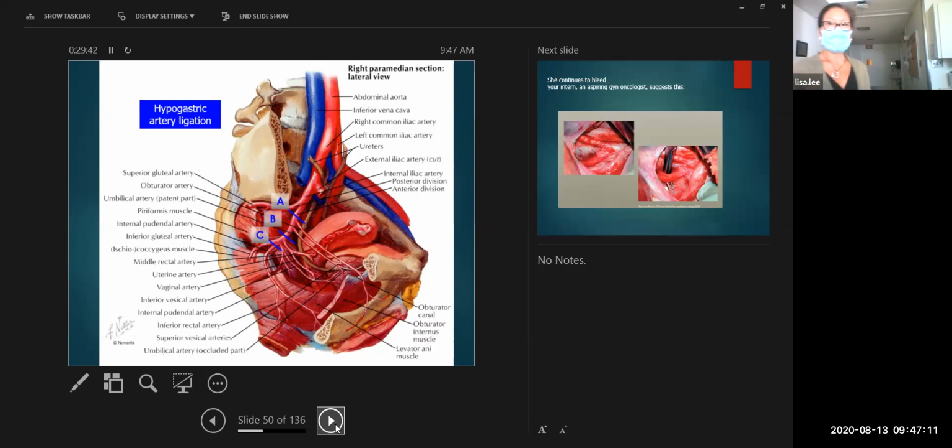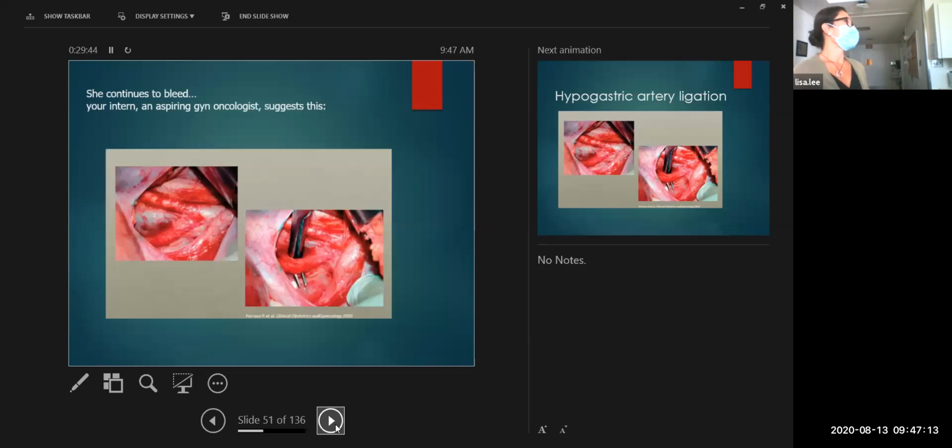Okay, good. All right, so she keeps bleeding. So your intern comes in and shows you this picture. Right? So helpful. Thank you, intern. Nice skeletonization of the vessels. Yeah, but that's basically what we were just talking about, a hypogastric artery ligation, right?